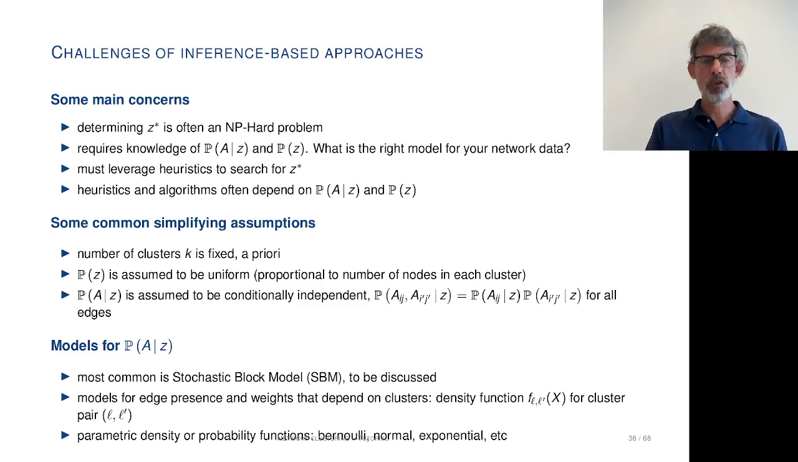So we still need a model for P of A given Z, and the most common model used is the stochastic block model, which will be discussed in the third part of this tutorial. So we can also have a model for the edge presence and also edge weights that will depend on the clusters. For example, the density function f_ll' depends on the cluster pair l, l'. So for each pair of clusters, we're going to have a density function either to determine the edge weight or to determine the presence or absence of an edge. And we're going to assume that these functions are parametric probability or density functions like the Bernoulli, normal or exponential distribution. And in that case, we only need to find their parameters to specify the function itself.